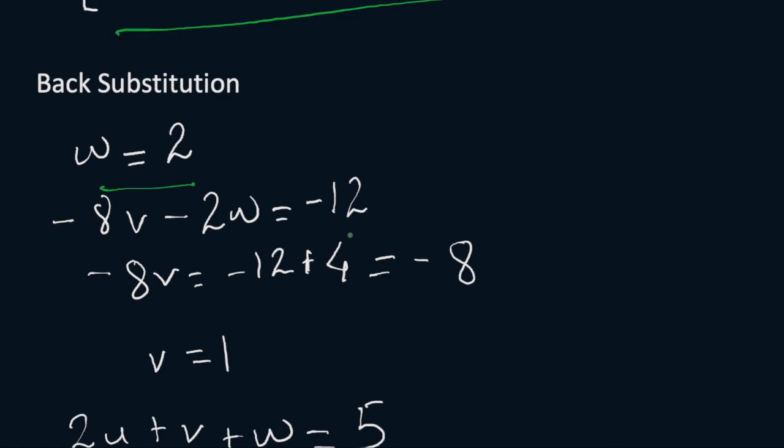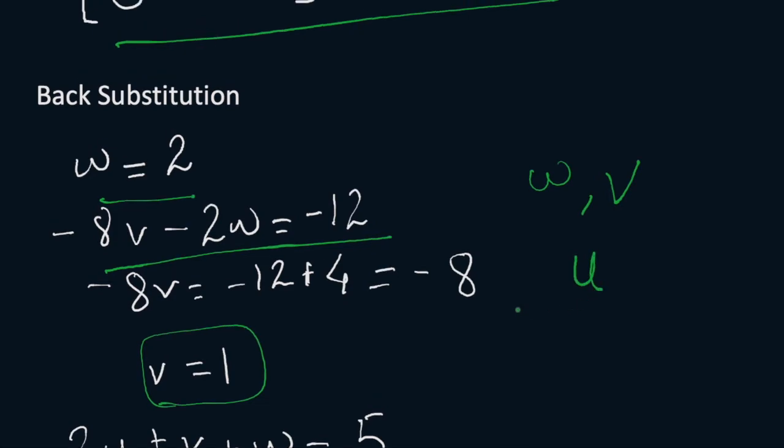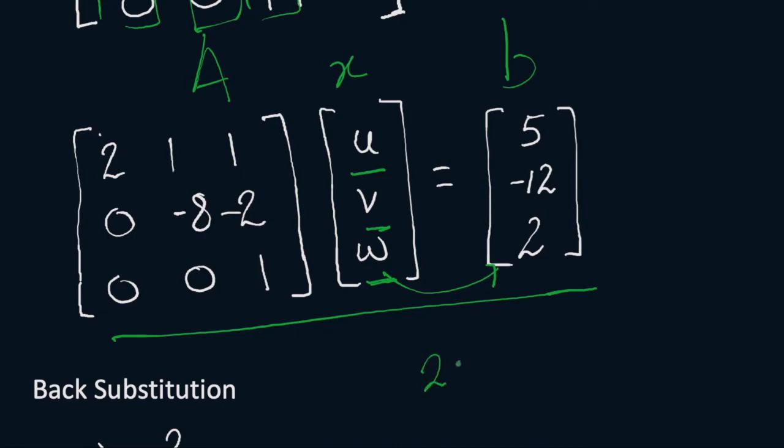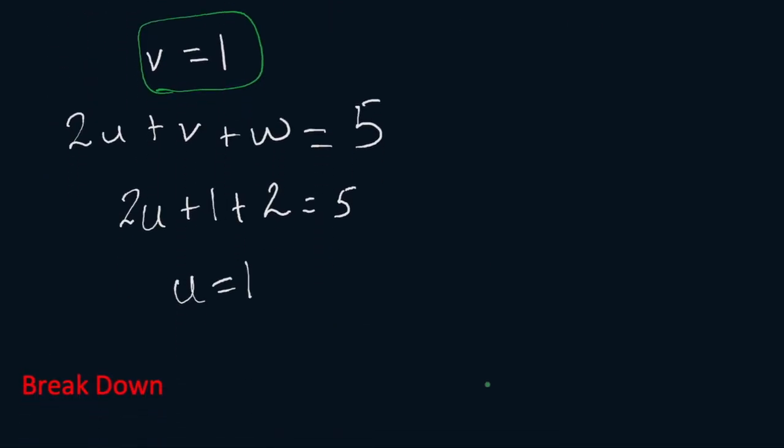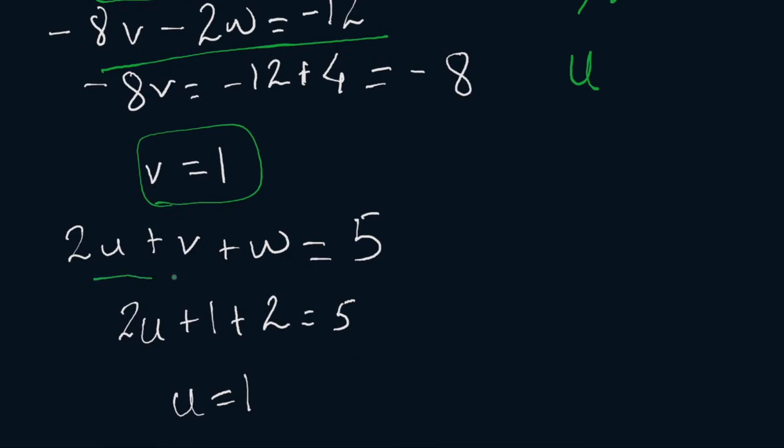Now we write the second equation using the matrix and find the value of V. So now we have W and V. The only variable remaining is U. The first equation gives us 2U plus V plus W equals 5. We know the value of V, we know the value of W. So it helps us in finding the value of U. So this is our equation. This is the substitution of V and W and we get U.